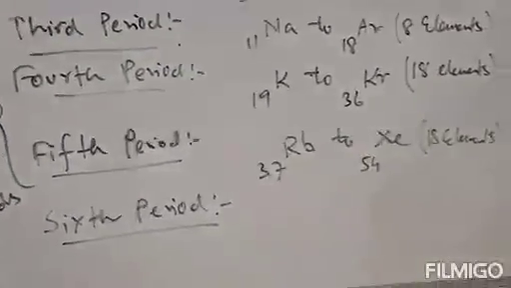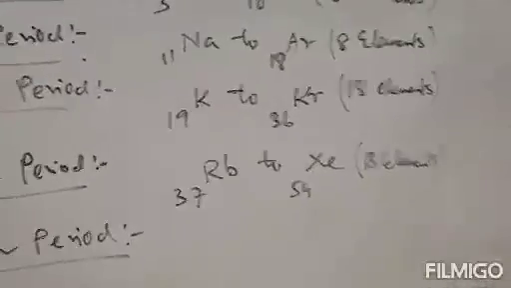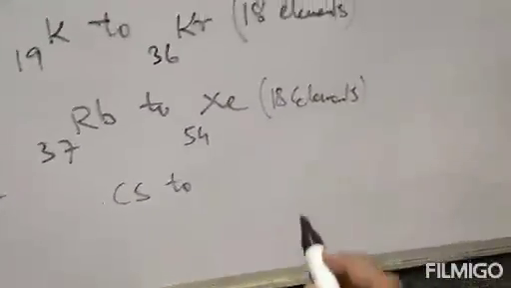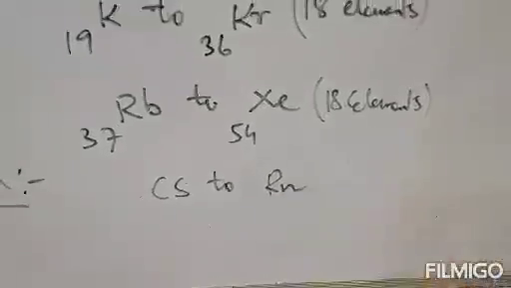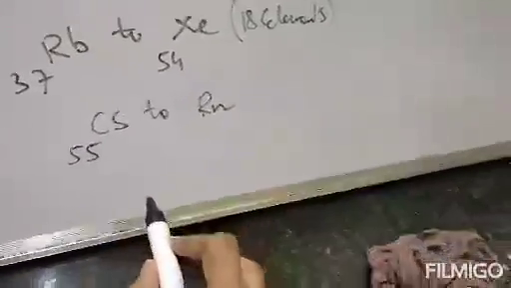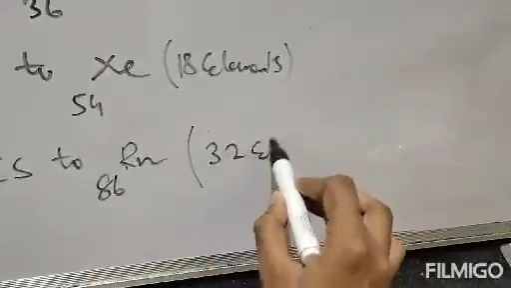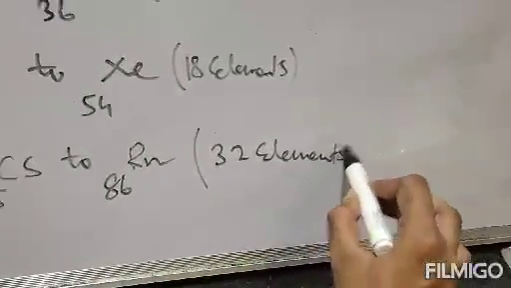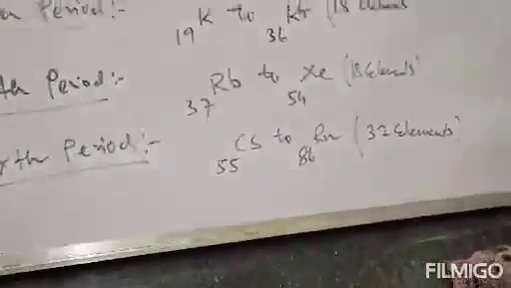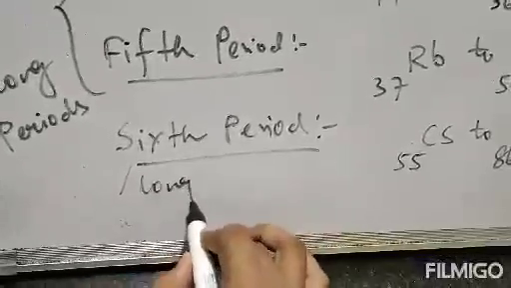Sixth period, it contains 32 elements, from cesium to radon. Cesium is 55 and radon is 86. So all total 32 elements are there in the sixth period. This is also known as the longest period.